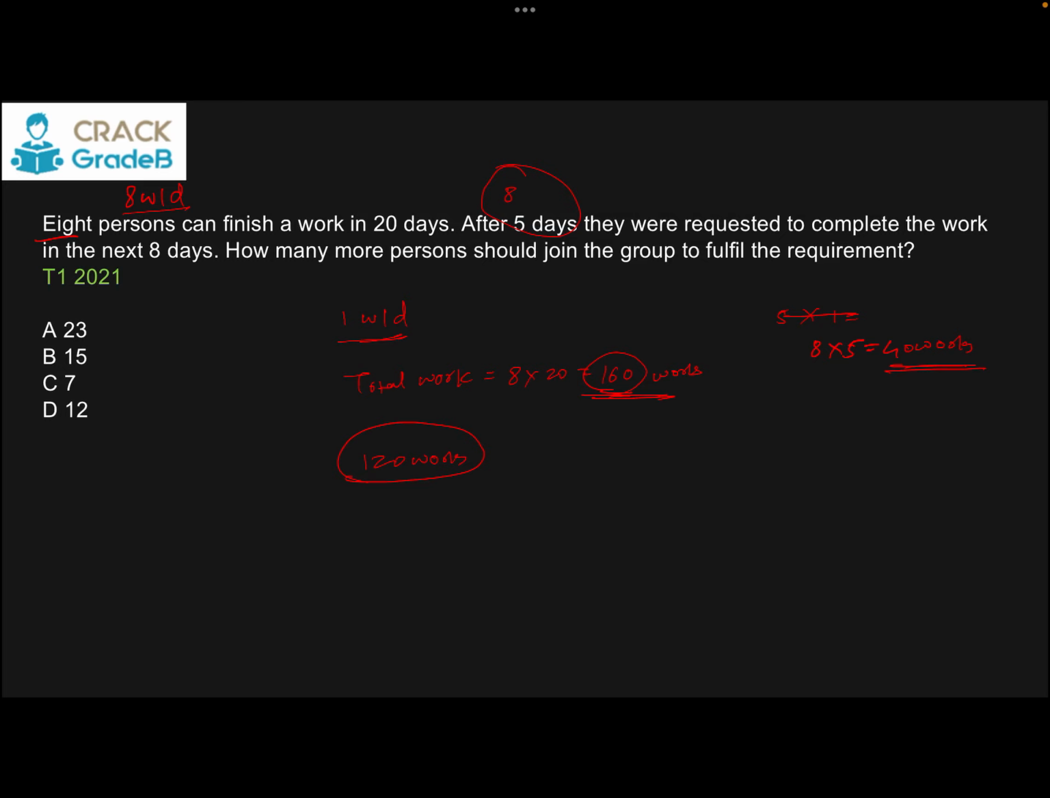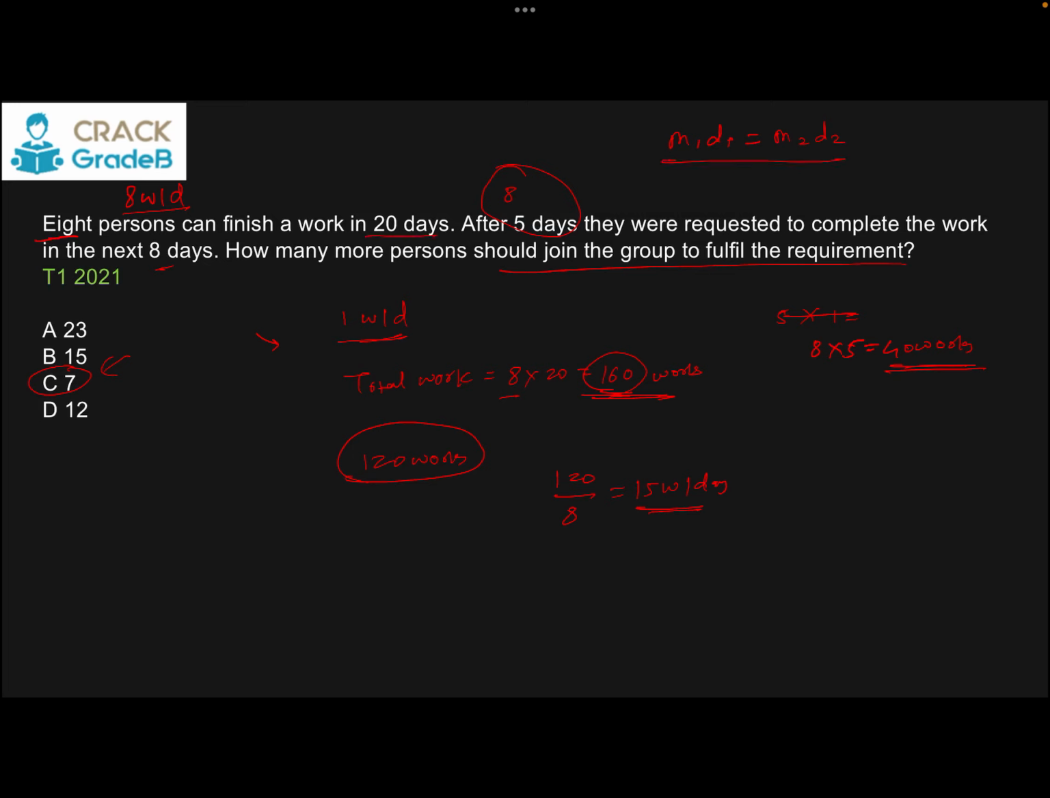Now these many works are to be done in 8 days. So every day we have to do 15 works per day. But we have only 8 men who are doing 8 works per day. That means 7 more men should join the group. So how many more persons join the group? Answer should be 7. Of course, you can do it like this, or we can do it with the help of the M1 D1 is equal to M2 D2 formula as well.